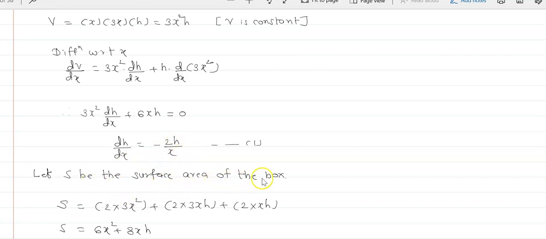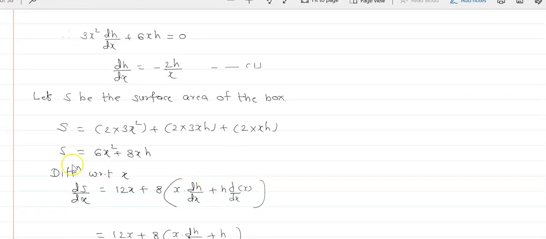Let S be the surface area of the box. What is the total surface area of the box that you have learned in the 7th, 8th, 9th standard? That is S is equal to 2 into 3x square plus 3 into 3xh plus 2 into xh, the sum of all this. That is S is equal to 6x square plus 8xh.